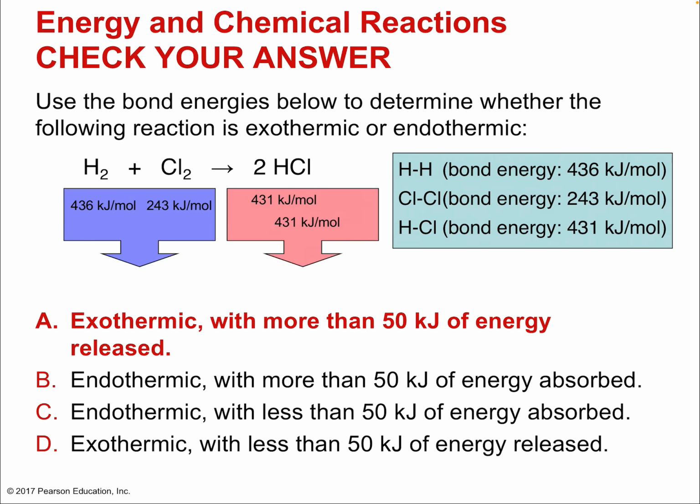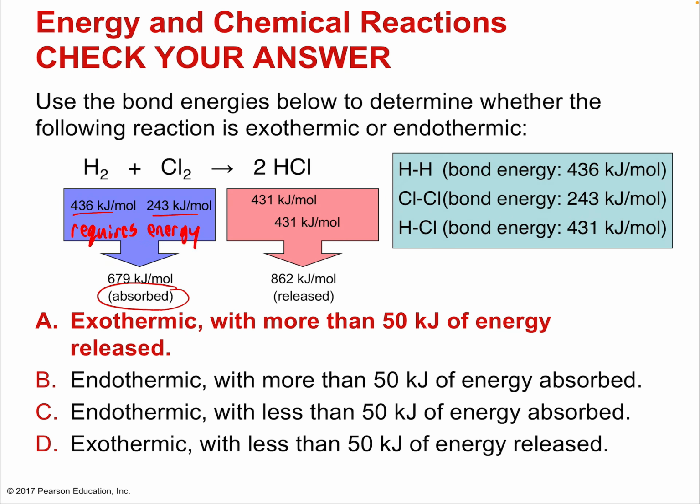Instead, think about it this way, all right? You would take this total value, the sum of the bond energies to start with. That's how much energy is absorbed. That's how much energy it takes to break the bonds, because it requires energy to break bonds, all right? And that's what you're doing on the left-hand side of the equation. You're breaking bonds every time, okay?